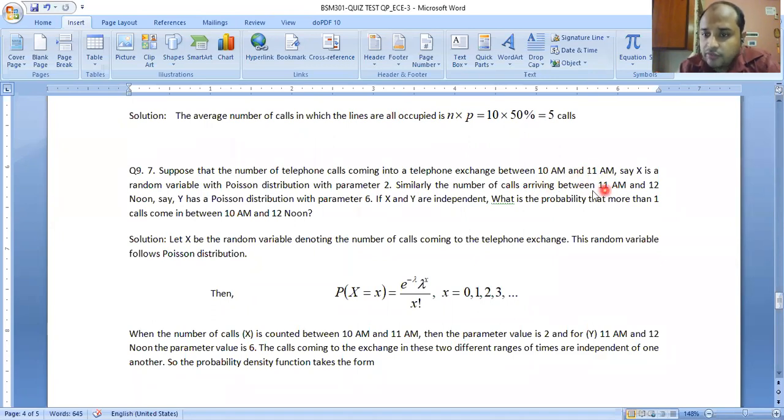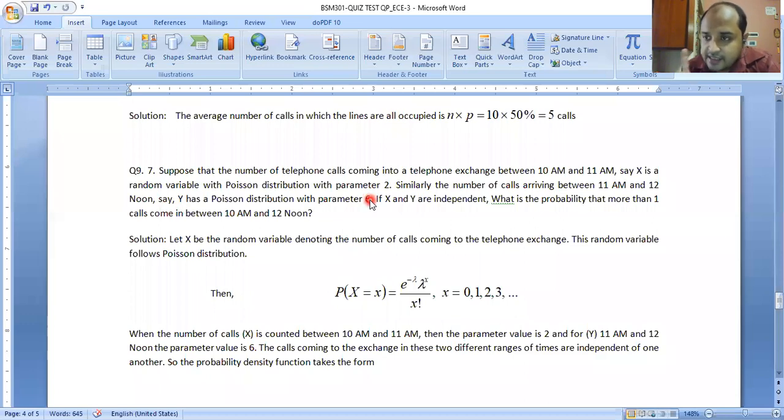And here is another random variable which also represents the number of calls, but between the time limits 11 a.m. and 12 noon, its parameter is 6. What is the probability that more than one call will be received between 10 a.m. and 12 noon? That means the 2 time limits have been merged together, 10 a.m. to 12 noon. 2 time limits are being merged, means 2 random variables are getting added, X plus Y. The question is asking for something for X plus Y.